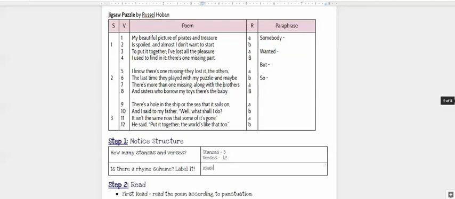So if you noticed, when I read this, I didn't stop at the end of each verse. I stopped at the punctuation. So the first punctuation isn't until after the word spoiled. So I read it, my beautiful picture of pirates and treasure is spoiled. And then the next punctuation is after together. And almost I don't want to start to put it together. I've lost all the pleasure I used to find in it. There's one missing part. It's important that you think about that punctuation, because if you don't and you stop at each verse, it might not make sense.